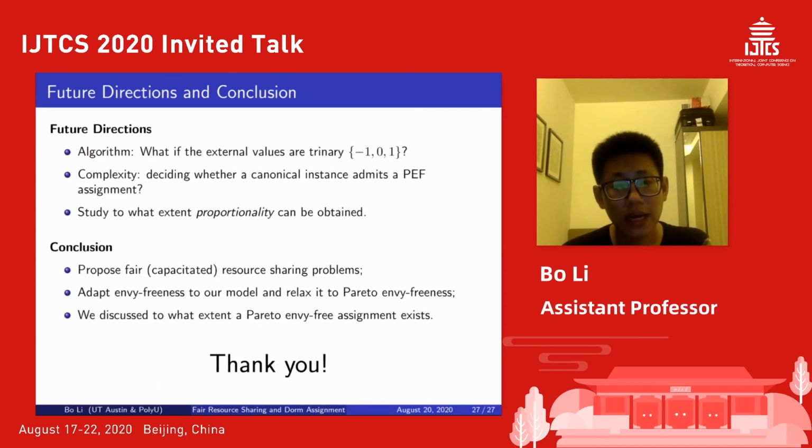So in conclusion, in this work, we propose the fair resource sharing problem and then adapt envy-freeness to our model. And we relax envy-freeness to Pareto envy-freeness. We study to what extent a Pareto envy-free assignment is guaranteed to exist and how to find them. Particularly for the DOM assignment problem, we design an algorithm to find a Pareto envy-free assignment. And if the capacity is increased from 2 to 3, then a Pareto envy-free assignment may not be guaranteed anymore. Okay, thank you very much. Welcome for questions.